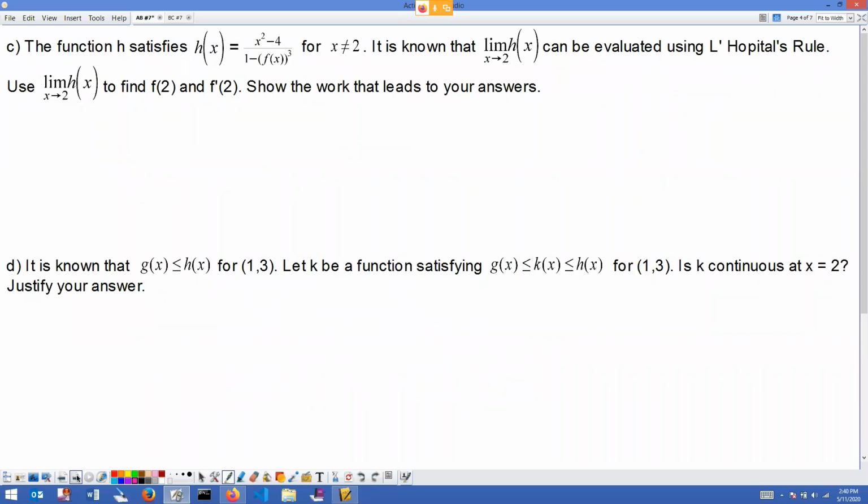We know that the function h satisfies x squared minus 4 over 1 minus f of x cubed for x not equal to 2. And we know that we can evaluate the limit as x approaches 2 of h using L'Hopital's rule. We want to find f of 2 and f prime of 2. So once again, this is really similar to what we were working on this morning if you were in any of those sets, just kind of different numbers.